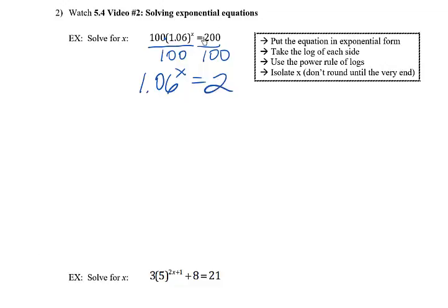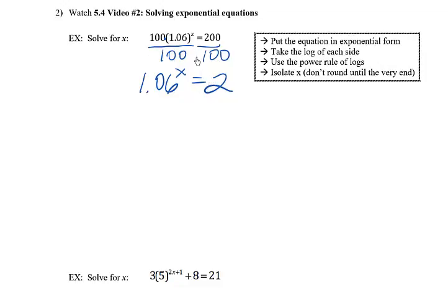One common mistake that people make in this first step is trying to get rid of the 100 by multiplying it by the 1.06. That would be bad math. The 100 has an exponent of 1. The 1.06 has an exponent of x. There is no rule for multiplying two items together with different bases and different exponents. The only way to get rid of that 100 is to divide it out.